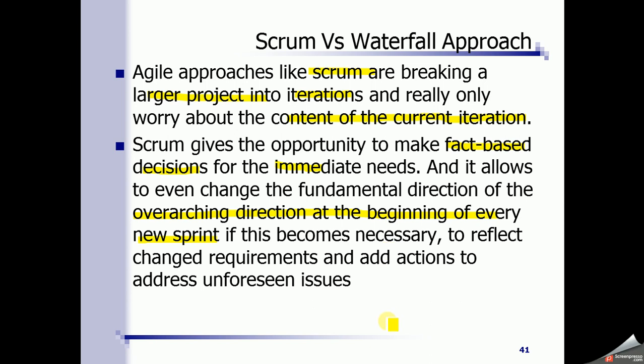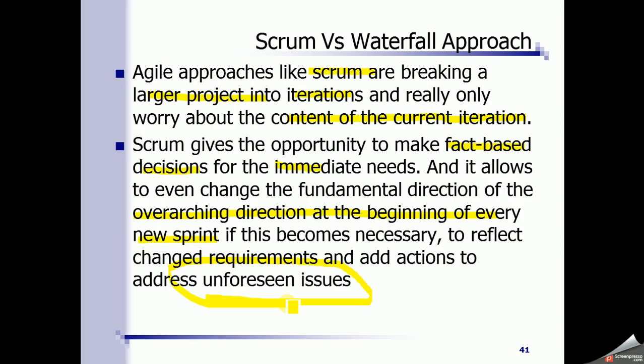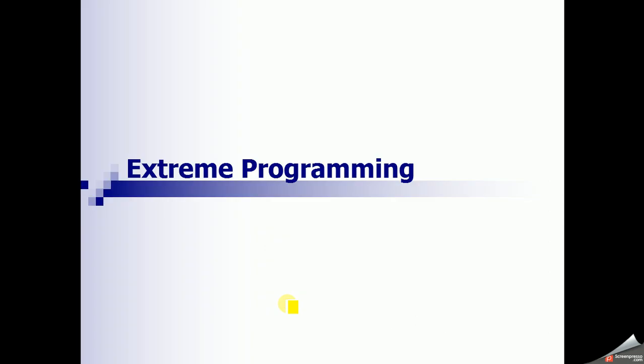And any unforeseen issues you see in the current iteration can always be addressed in the next iteration, right? So this is actually the philosophy of all agile development techniques. Keep it simple, focus on the current iteration, and deliver something to the user in every iteration.